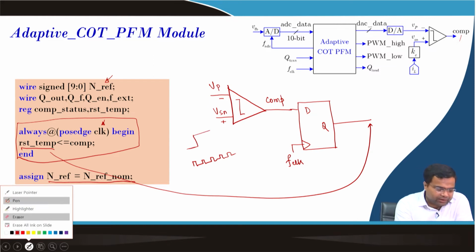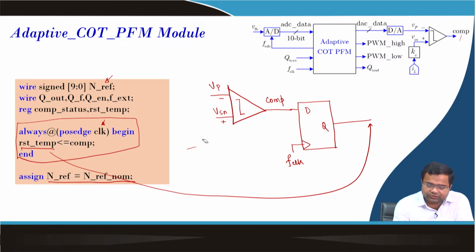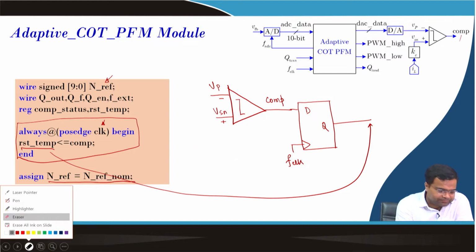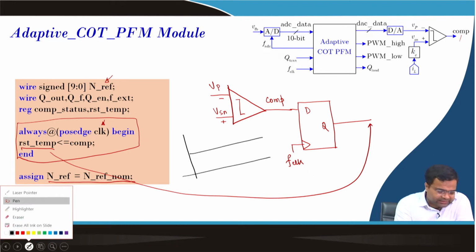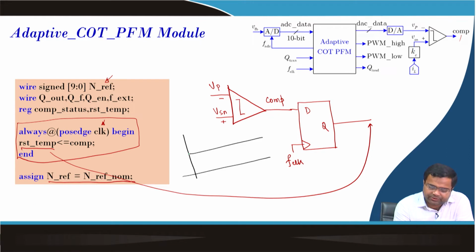Okay, so let me draw how it matters. Suppose I draw a timing diagram like this. Let us say we have this high frequency clock. So, this is our high frequency clock, our FCLK, and this is our comp, which is the comparator output. Let us say the comparator output goes high somewhere here.